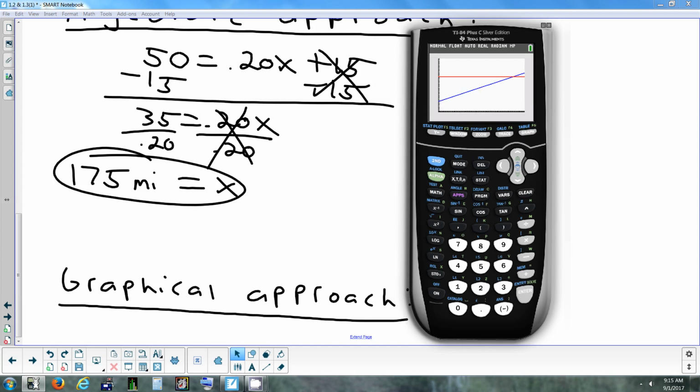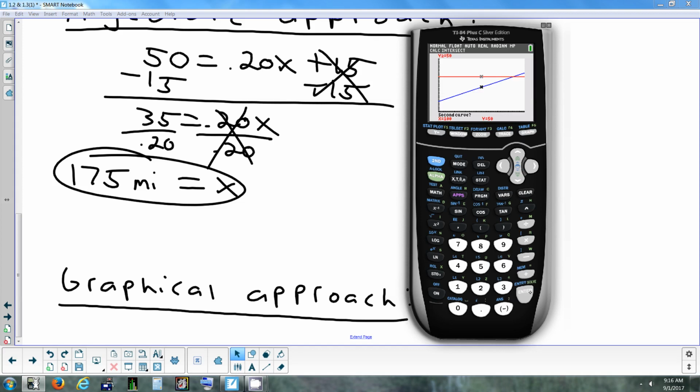Does anybody already know where it is? Under second trace. Second trace, okay. Go down to 5, the fifth option down, which is intersect. The way intersect works is, if you had multiple graphs on the screen, you have to tell it which two you want to use. We only have 2 on the screen, so there's not much of a choice.